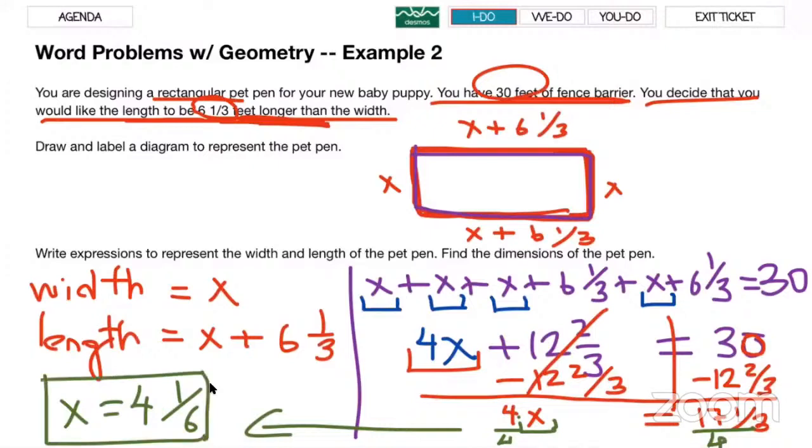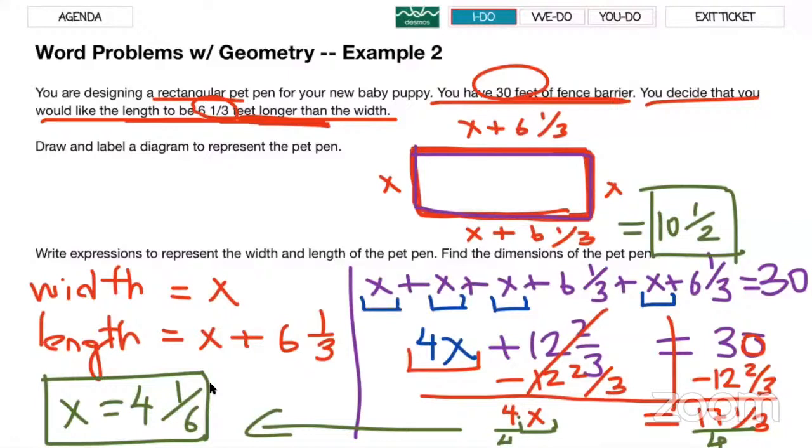So the width of this rectangle would become 4 1/6, and the length would become, you need to add this 4 1/6 with 6 1/3. Okay, that will be 10 3/6, or 10.5. So the length would be 10.5. Okay, so that's it. These are the dimensions that you want to build a rectangular house for your puppy, for your pet.